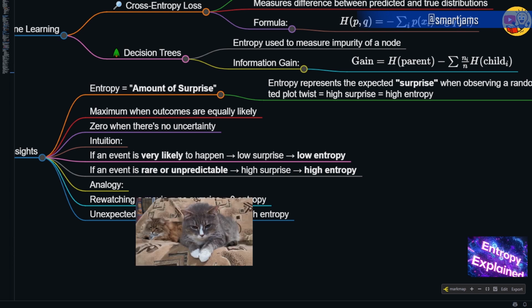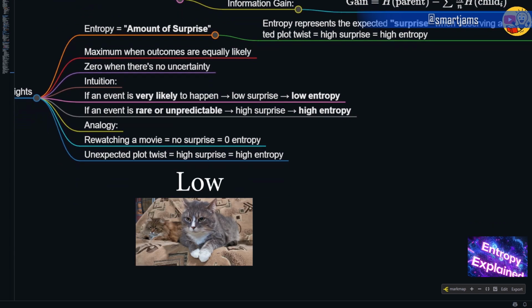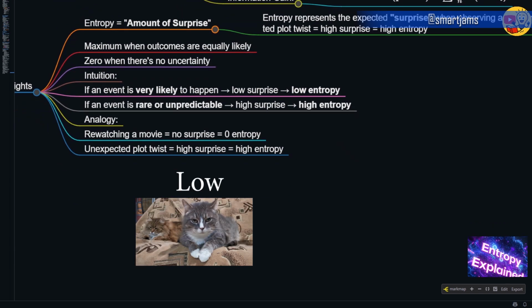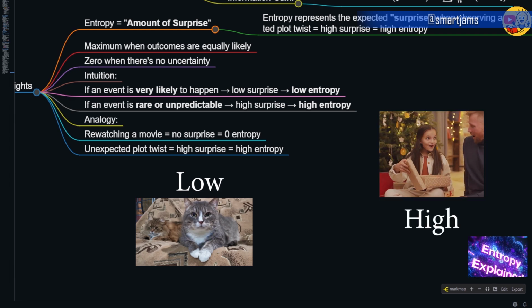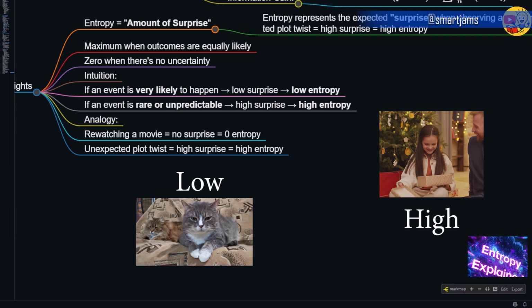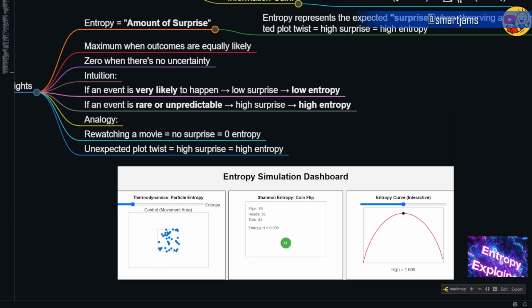In summary, entropy is not just a scientific term, it's a unifying concept across disciplines. From explaining heat flow in physics, to quantifying uncertainty in data, to guiding decisions in machine learning, entropy helps us measure unpredictability. And by understanding it, we can better interpret the chaos, uncertainty, and surprise that surround us every day.